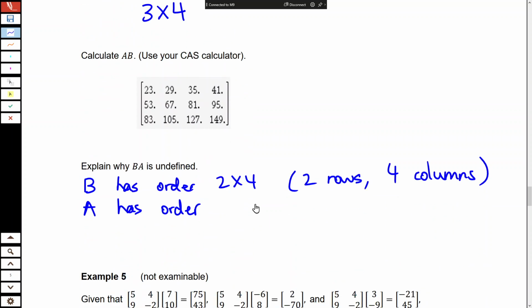Now, imagine I swapped the order. I claim that we can't do this. If I want to do B times A, it's not going to work. And I don't want you to just say the calculator gave me an error. I want a mathematical reason for why we can't do this.